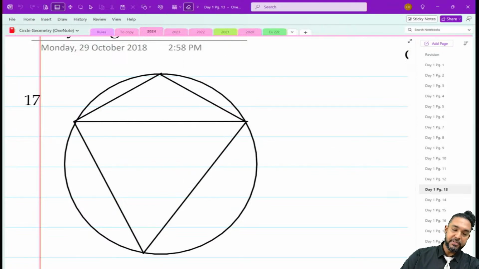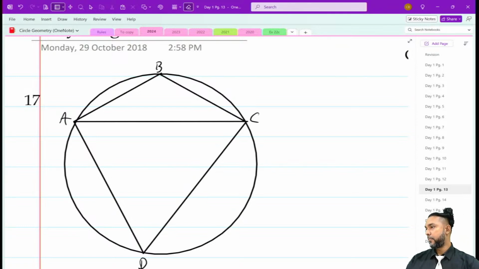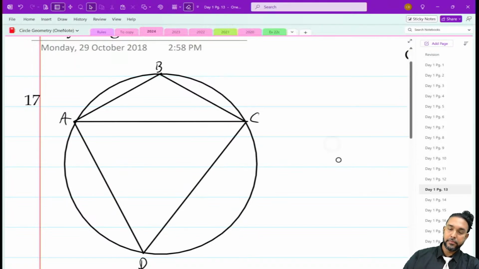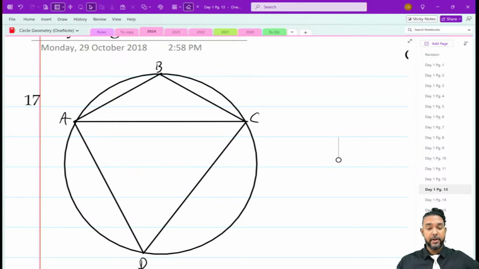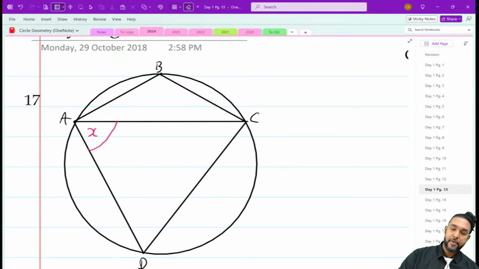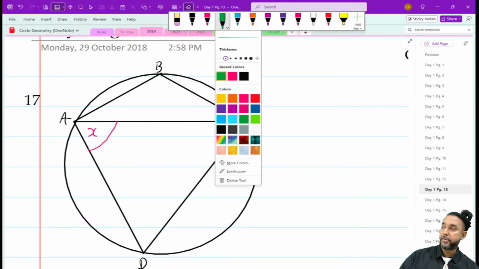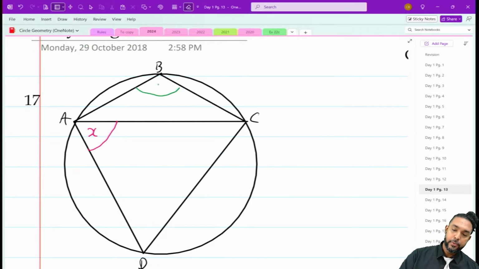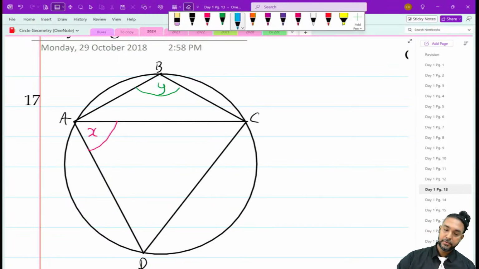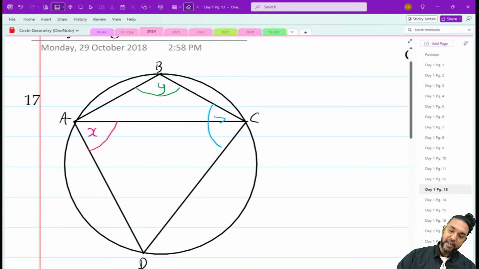Right, so we have some vertices A, B, C, and D. We have an X here. We have a Y here. And we have a Z here. So the whole angle is Z.